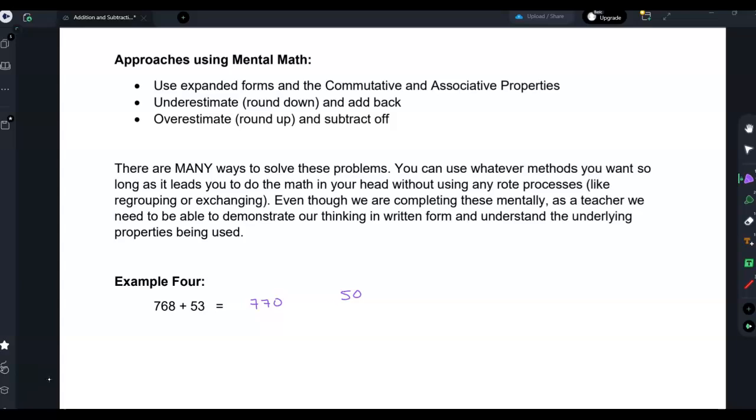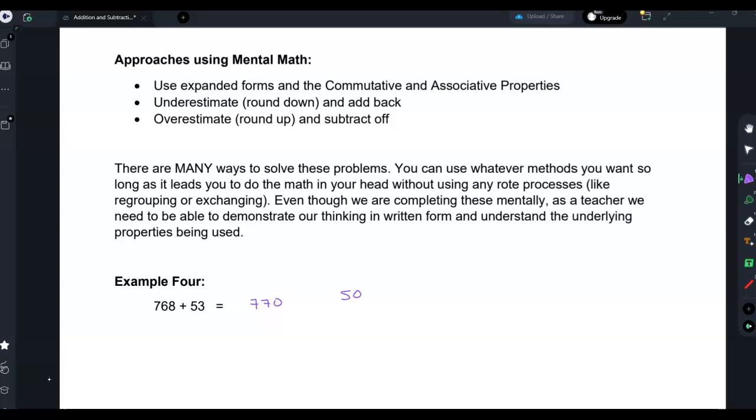So 770 plus 50 is 820, but then I added 2 more than I needed when I did 770, and I added 3 less than I needed when I did the 53. So if I've got 820, then I need to actually do 2 less than that, but then 3 more than that, right? So that would be really the same thing as just 1 more, and that gives me 821.